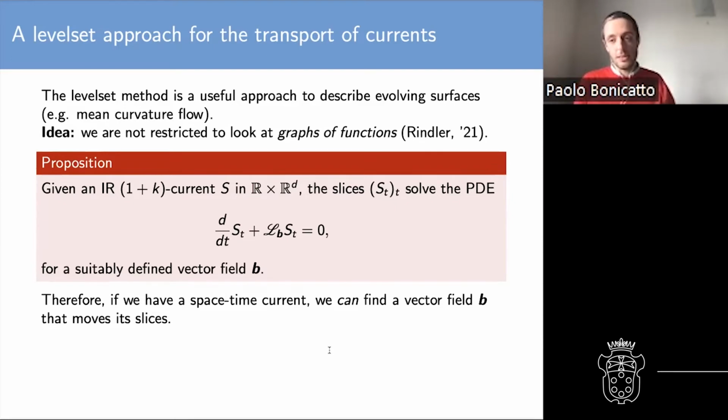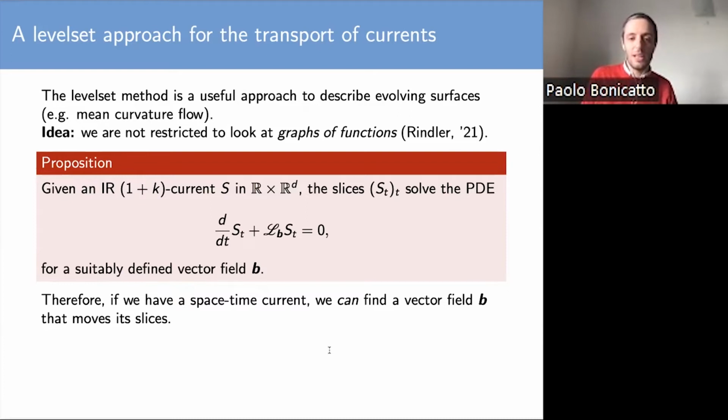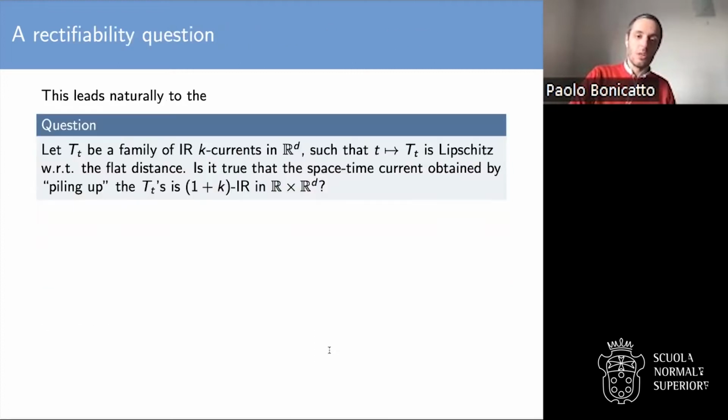And I guess you see now that the problem has been somehow shifted, and it becomes a rectifiability question in the end. Because I want to start from my collection of loops that are wandering around, and I want to find a way to pile them up in such a way that the resulting pipe, the resulting cylinder, is actually rectifiable, or more precisely, it's a 1+k integer rectifiable current in the space-time, right? And so this is really a rectifiability issue.